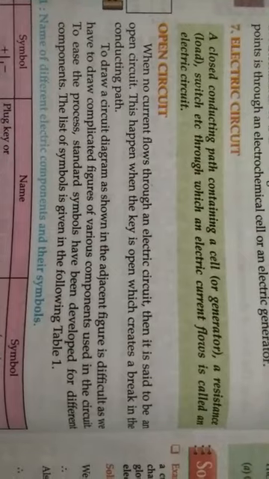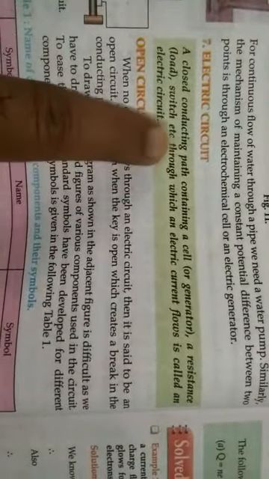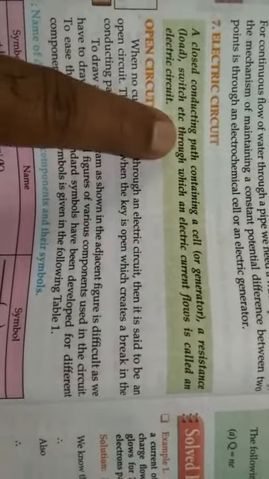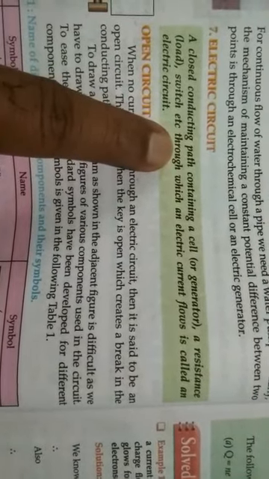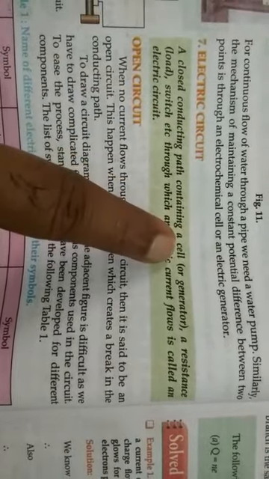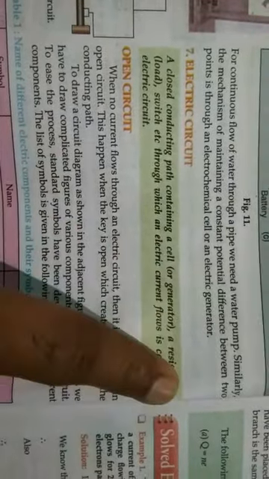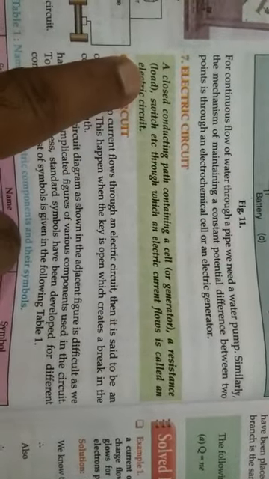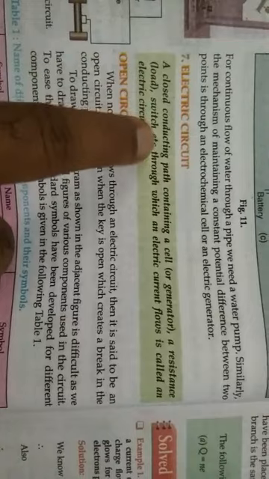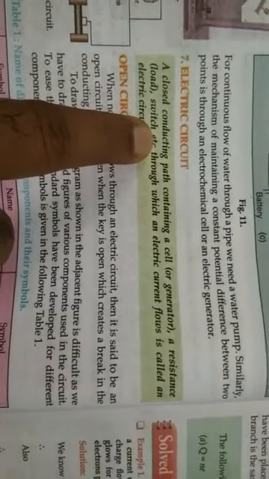Okay, continuation, next thing, electric circuit. What is meant by electric circuit? This is the question they are asking so many times, everyone can see. Electric circuit: a closed conducting path containing a cell, also called electric generator, source of energy, a resistor, also called load, meaning high resistance, and a switch, that means plug key.